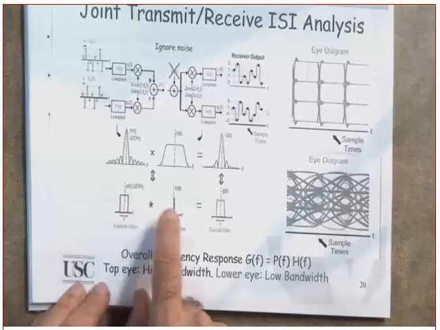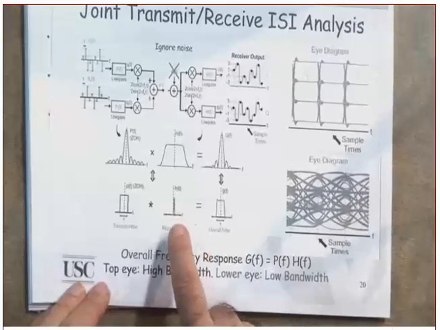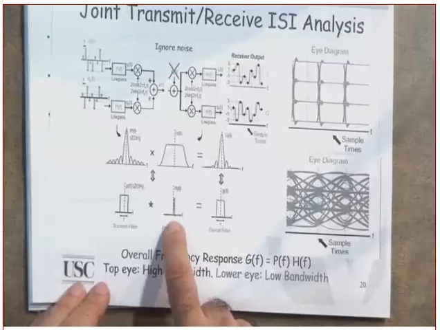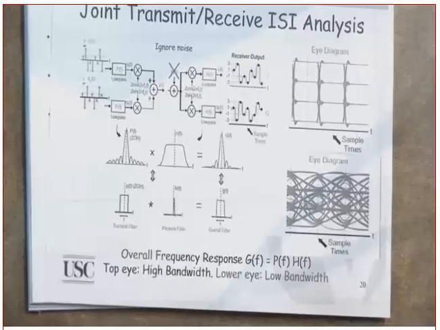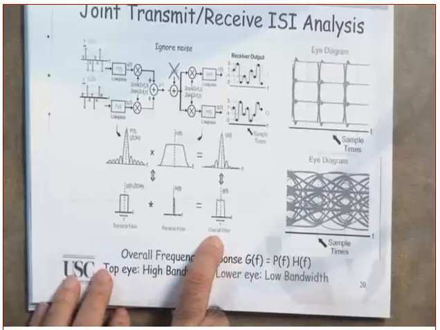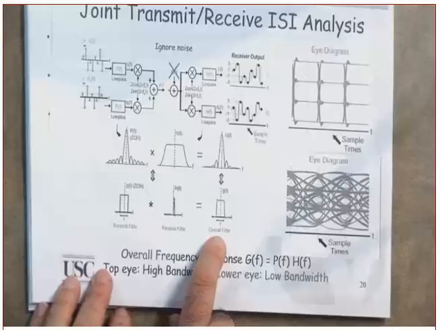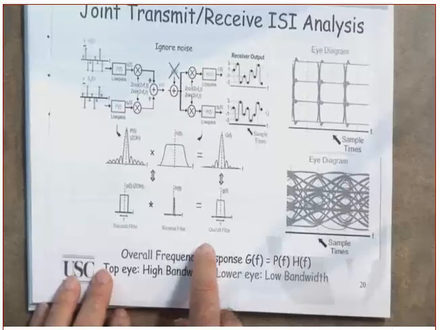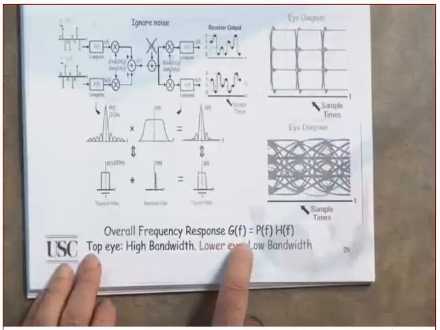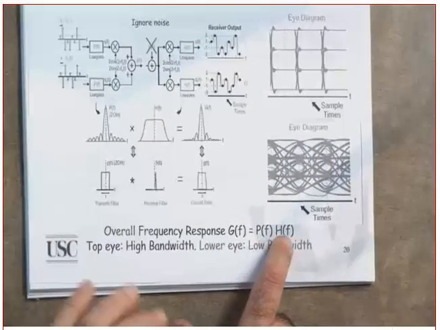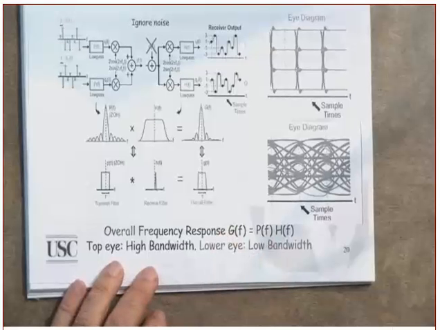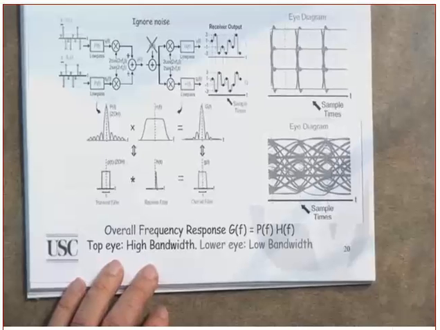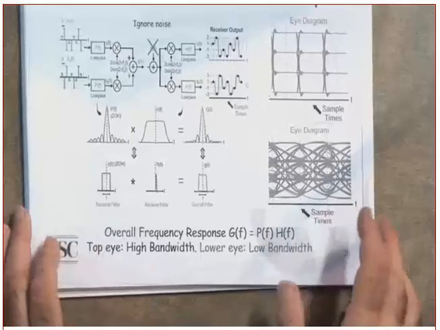The pulse shape. And I'm convolving, because this is in time. This is the impulse response of the receive filter, such that the overall filter will look like this. It's an ideal Nyquist type filter. Did you get this or not? Yes or no? Overall, the frequency response is G of F, which is P of F times H of F. P of F is the pulse shaping filter, and H of F is the frequency response of the channel.